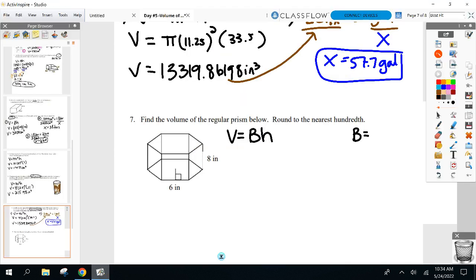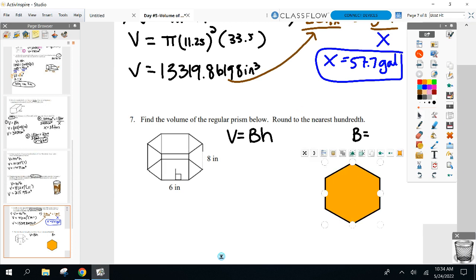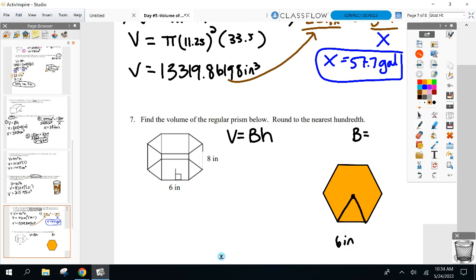Find the area of it. That's big B. The area of that hexagon right there is capital B. Okay, we got our little refresh here. Remember how to find the area? How many triangles is it going to make? 6 triangles times 1/2. Take a look.